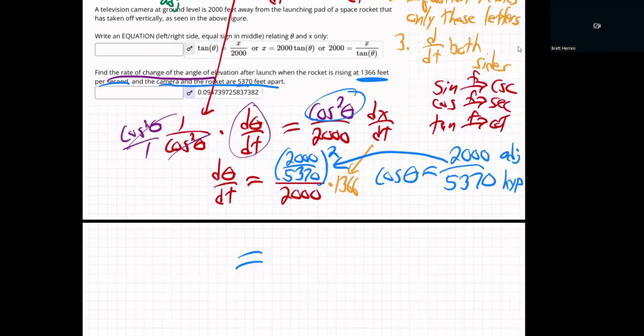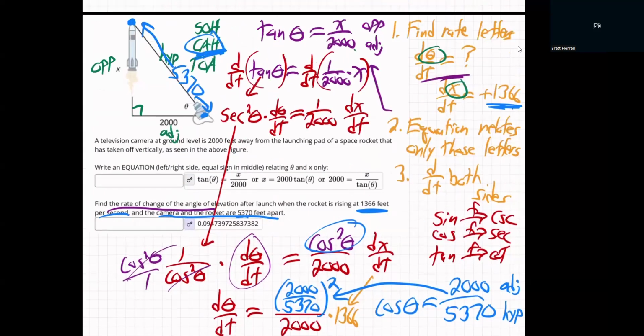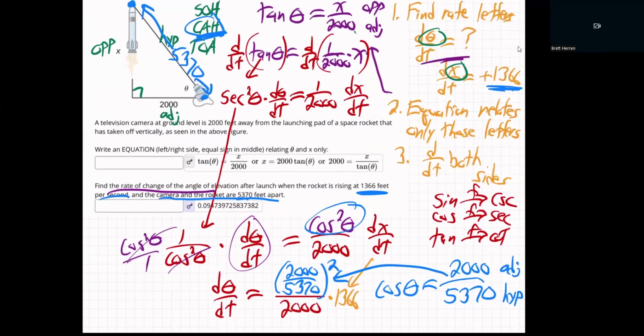That's a beautiful number. 0.0947. Well, I mean, it's just beautiful because it's right. There we go. We got it. We got the rate of change. That angle, as the rocket goes up, that angle's going up 0.09 radians. And I was in radian mode, by the way. Remember, you've got to be in radian mode. Just my Desmos was in radian mode. That many radians per second. It's going up. And there we go.